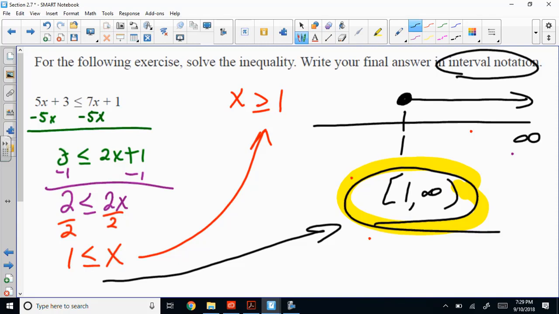Its value is greater than or equal to 1, right? So what's the biggest number x could be? What's the biggest number x could be? Infinity.